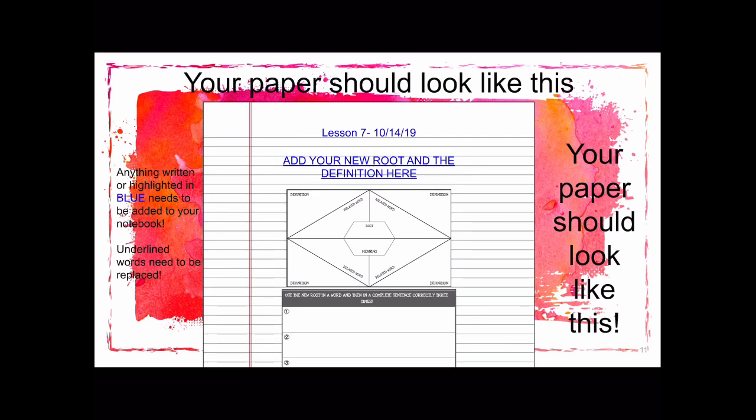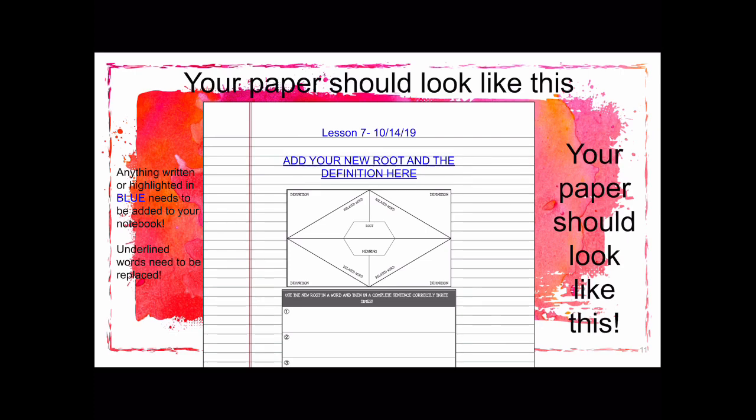Okay, so I'm assuming that you've already gone and looked up on Etym Online and figured out what the root and the definition are. You can go ahead and add that to your notebook now. So add our root for the week and the definition, and then down below you have your new graphic organizer that looks a little bit different.